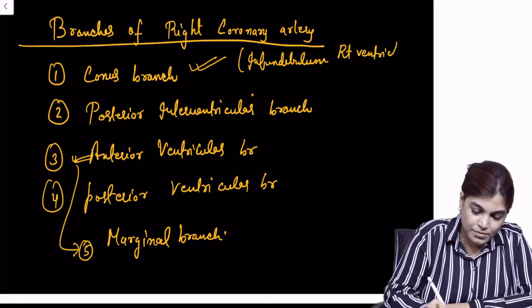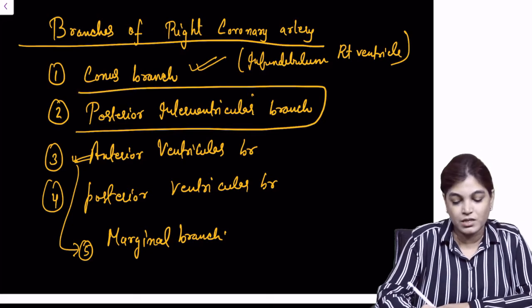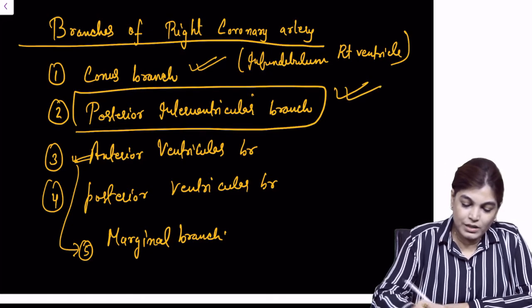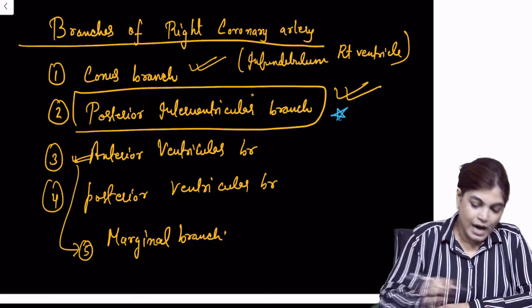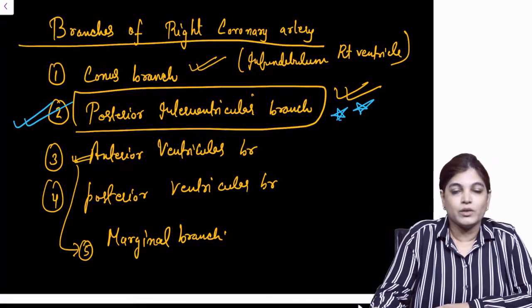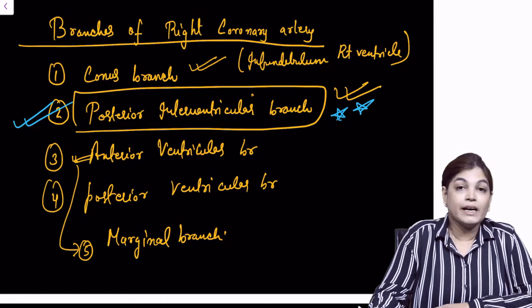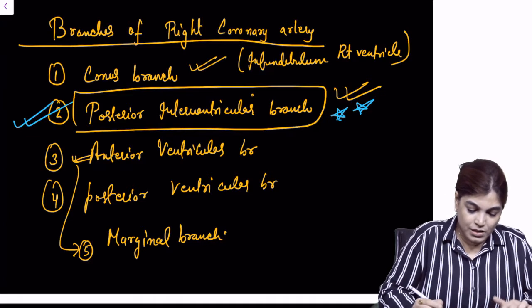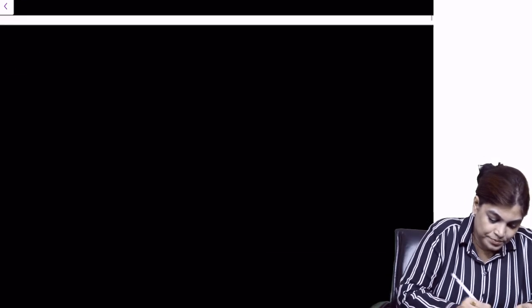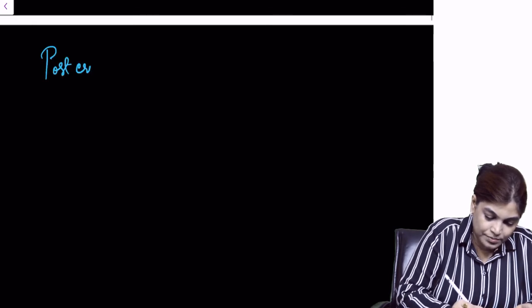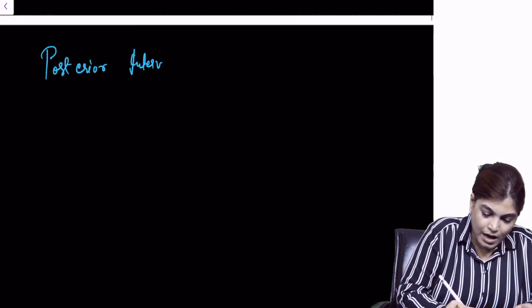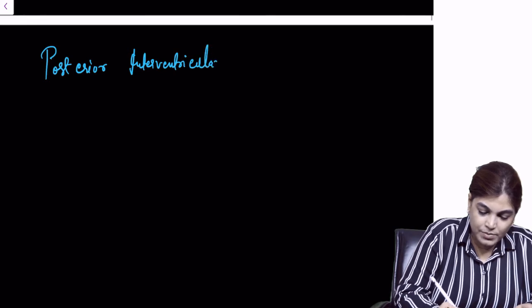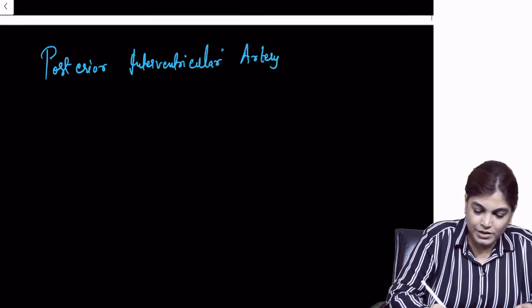Posterior interventricular branch is a very important artery. And why is it very important? I will tell you the reason: this is the artery which determines the coronary dominance. So if an MCQ comes about coronary dominance of the heart, you should know the answer: the posterior interventricular artery determines which is the dominant part of the heart. Generally, the posterior interventricular artery is a branch of the right coronary artery.